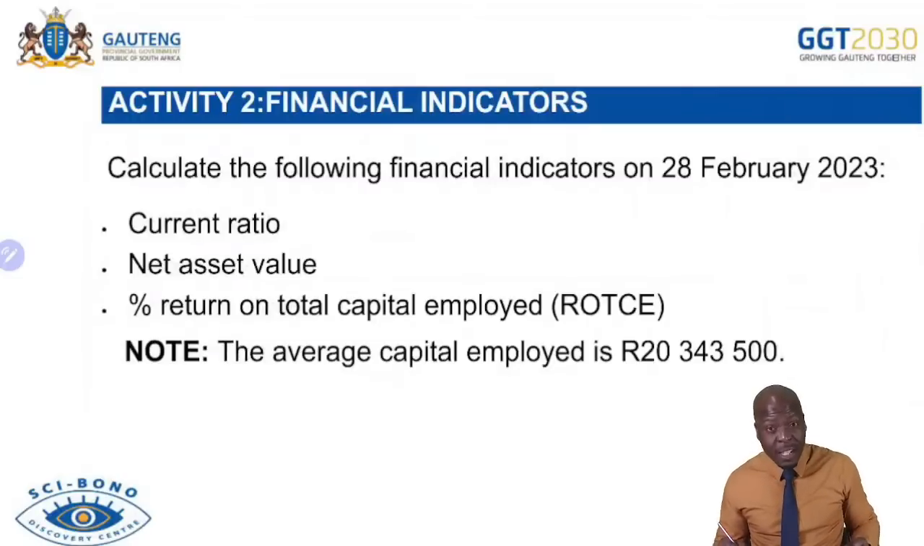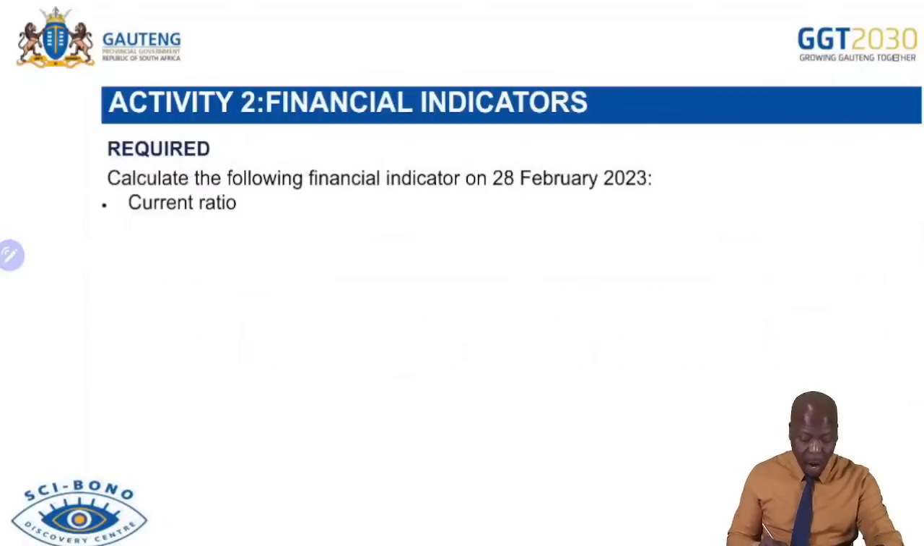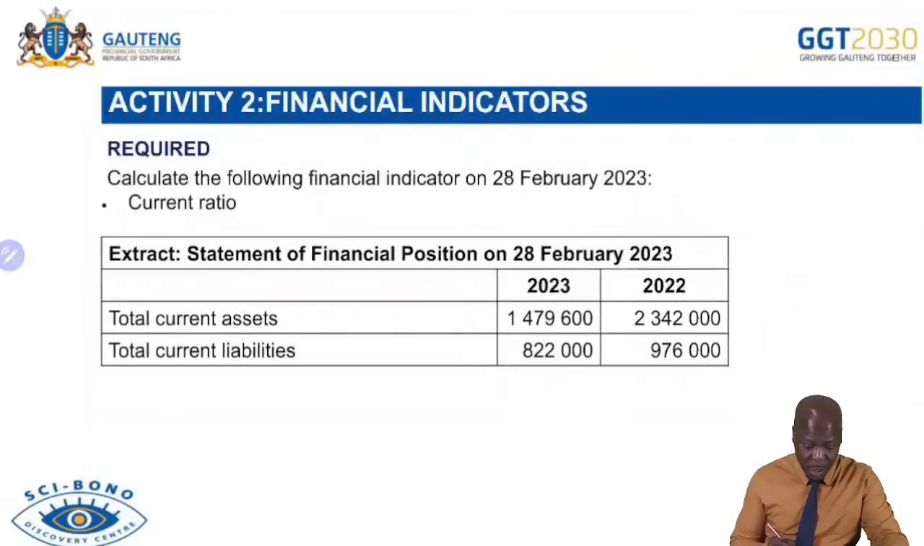The first question that we are supposed to answer says, calculate the following financial indicators on 28 February 2023: the current ratio, the net asset value, and the percentage return on total capital employed, that is your ROTCE. All right, we're going to do them one by one. As we do our current ratio, it is greatly important, dear learners, that you know the formulas, as I have said.